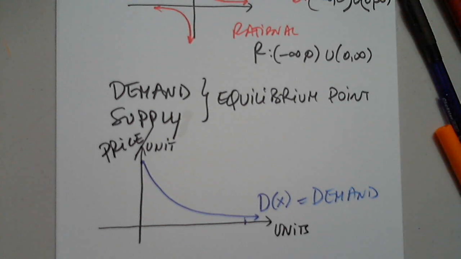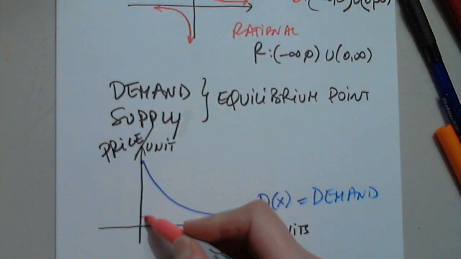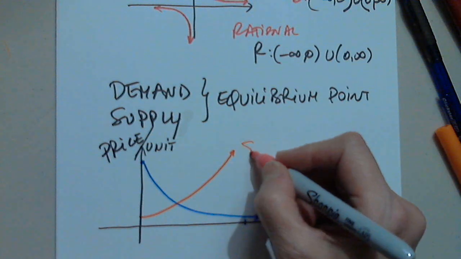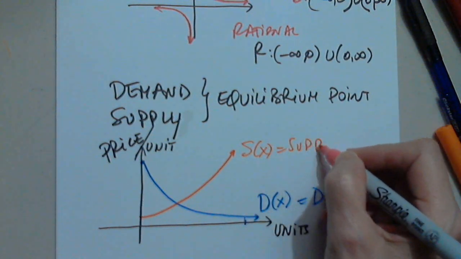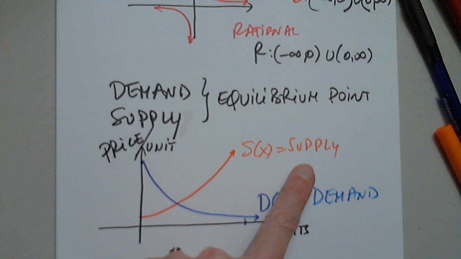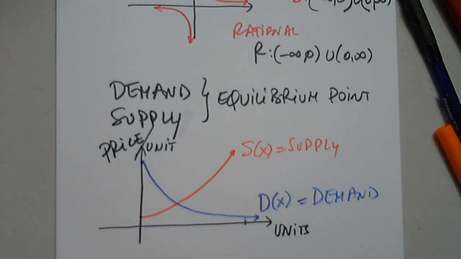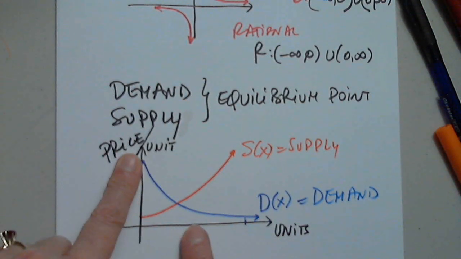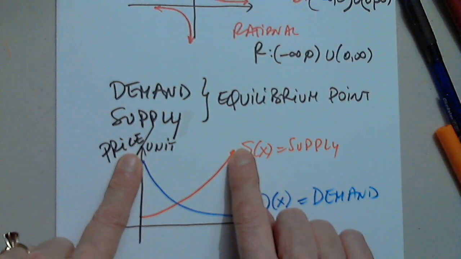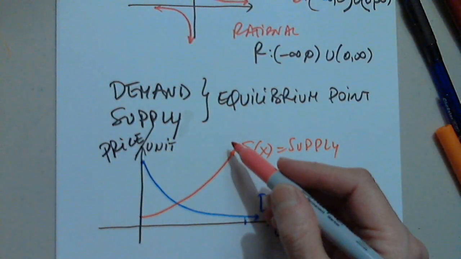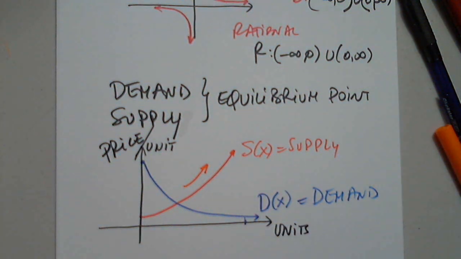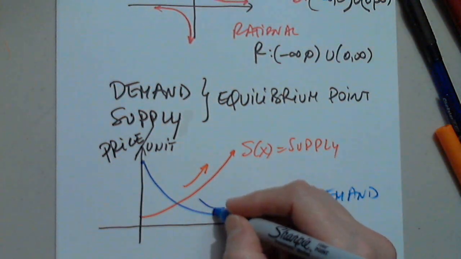Okay, what about the supply function? The supply function is an increasing function, something like this. So S of x, supply. Supply means the manufacturers. What are they willing to supply? They don't want to supply at a very low price. They don't want to supply too many units. But if the price goes higher, they're willing to supply many units. So this is an increasing function, and this is decreasing.